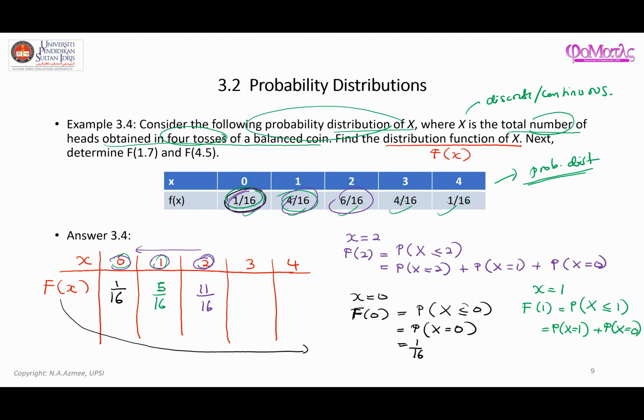And I'm sure you understand how we can proceed for the rest of the values here. For x equals 3, we're going to add everything here: 4, 6, 10, so we get 15 over 16. And finally, for x equals 4, we're going to add all the probabilities from 4 to 0: 1, 4, 5, 11, 15, 16 over 16. Okay, so that is the distribution function of x.